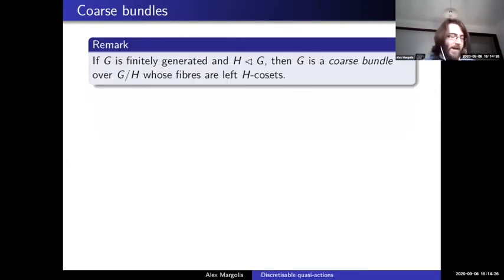And another interpretation, another geometric consequence of having an almost normal subgroup, is if the ambient group G is finitely generated and it contains an almost normal subgroup H, then you can think of the whole group as being a coarse bundle. I'm not going to define exactly what that means, but I'll give a picture in a minute, over the quotient space where fibers correspond to left H cosets.